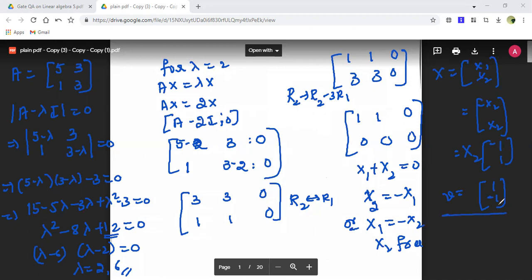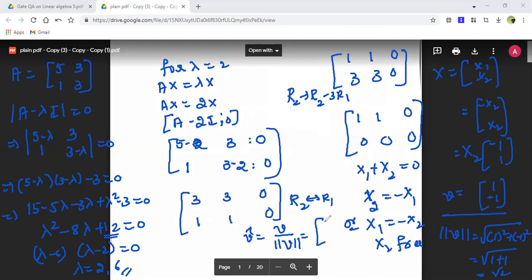So this is the eigenvector, but I am interested in the normalized eigenvector. So I have to take the norm of this first. The norm of this vector will be the square root of 1 square plus minus 1 square, which is the square root of 1 plus 1, that is root 2. But what is the normalization of a vector? v cap will be equal to v upon norm of v. So this is your v, and the norm of v is root 2.